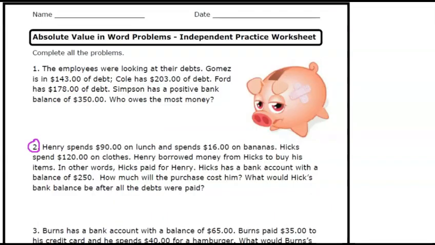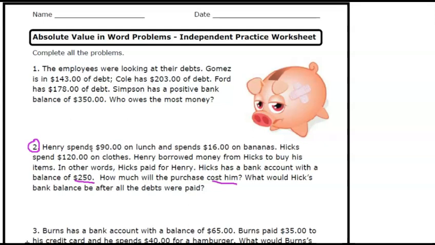Now let's do some select practice problems from each of the level 60 worksheets. Let's start with the level 1 worksheet. We'll work on number 2. Henry spends $90 on lunch and spends $16 on bananas. Hicks spends $120 on clothes. Henry borrowed money from Hicks to buy his items. In other words, Hicks paid for Henry. Hicks has a bank account with a balance of $250. How much will the purchase cost him? What would Hicks' bank balance be after all the debts were paid?